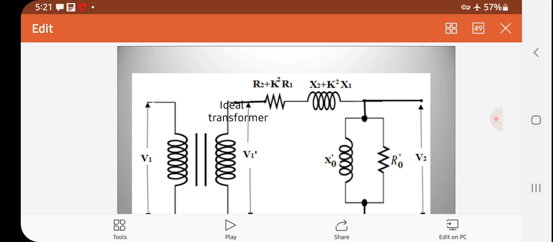So R1 dash is equal to k square R1, X1 dash is equal to k square X1, and Z1 dash is equal to k square Z1, V1 dash is equal to k V1, and also I1 dash is equal to I1 by k. R02 is equal to R2 plus R1 dash, X02 is equal to X2 plus X1 dash, and Z02 is equal to R02 plus j X02.